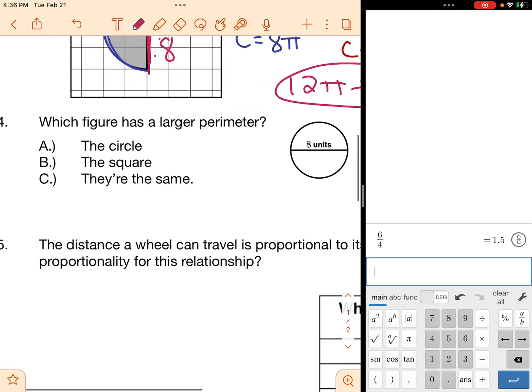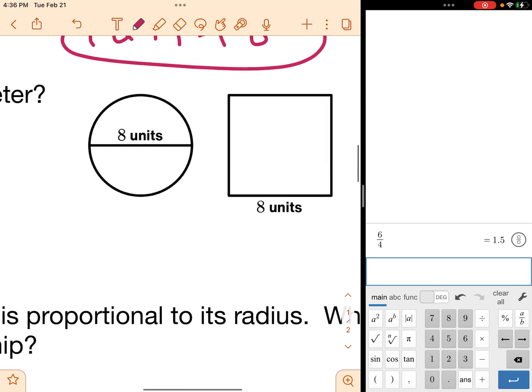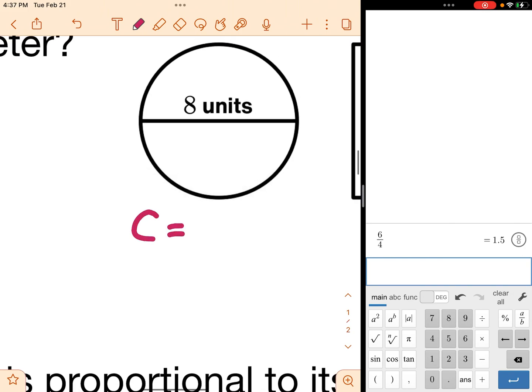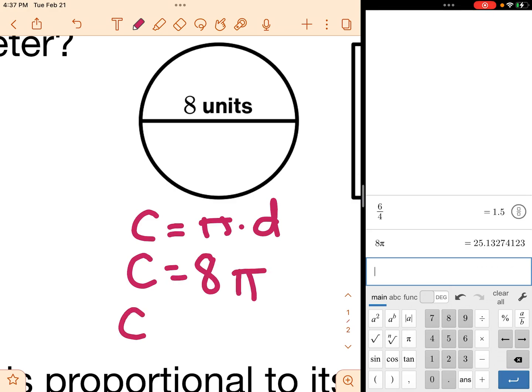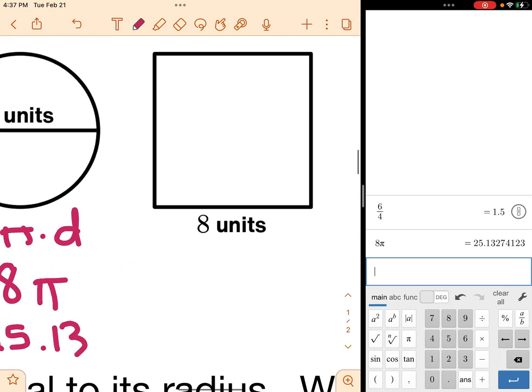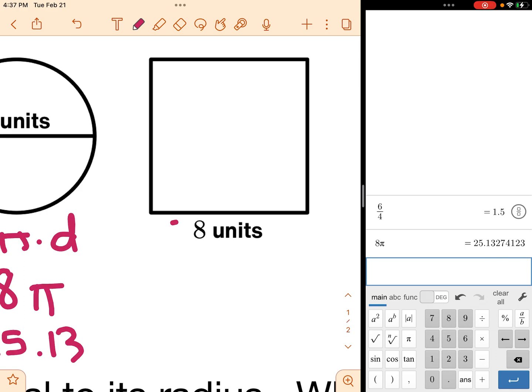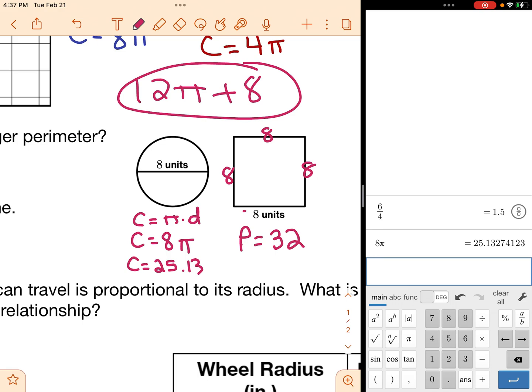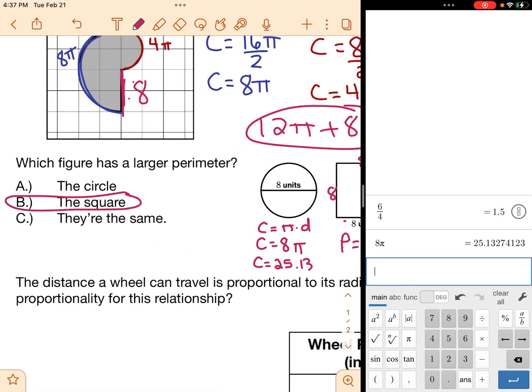It's saying which figure has a larger perimeter. So let's go ahead and let's calculate this. Starting with our circle, we know the diameter is 8, so circumference equals pi times our diameter. So it's just 8 pi. Now I'm going to actually calculate this one out. This one is about 25.13. Okay, so now let's go over to our square. Our perimeter is all the way around. Well, if this side's 8, this side's also 8, this side's 8, and this side's 8. 8 times 4 is 32. So which one's bigger? Well, our square.